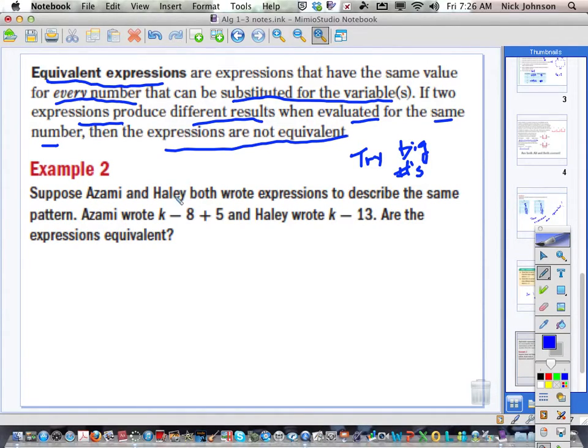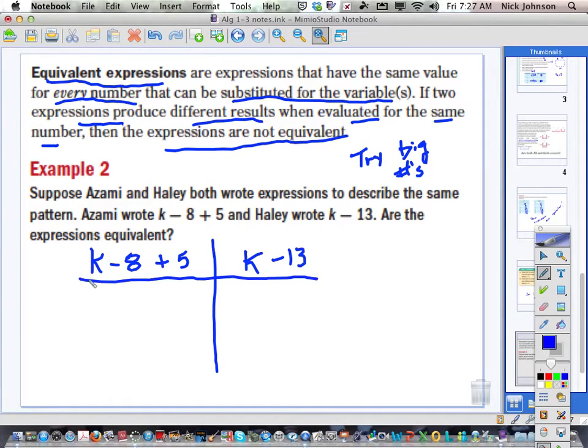This person and Haley both wrote expressions to describe the same pattern. She wrote k minus 8 plus 5. Haley wrote k minus 13. Are the expressions equivalent? Well, Mr. Johnson said, let's put in a number for both of these. And what I'm going to put in is the number 10. Everybody knows how to work with the number 10, right?